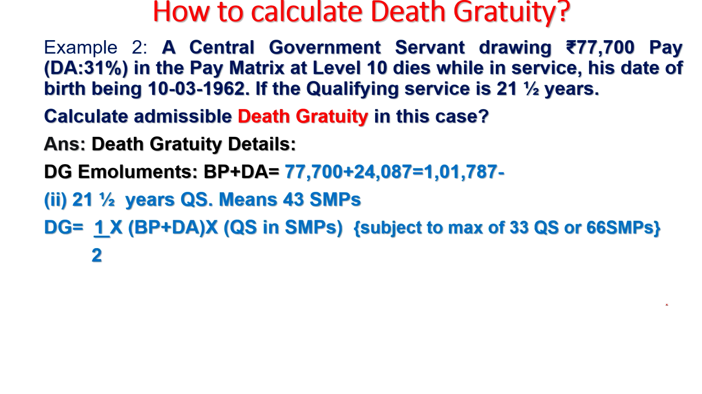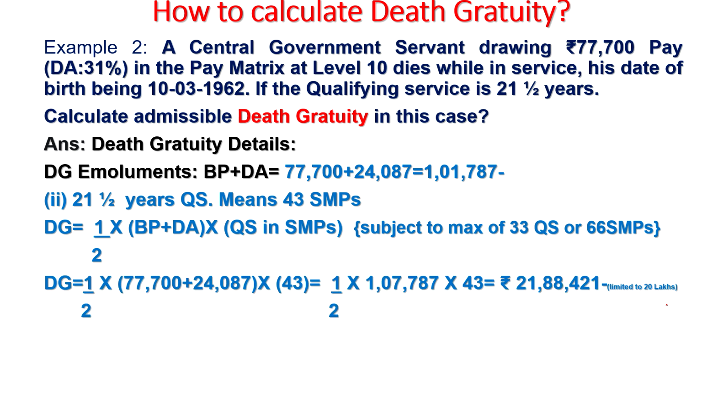Retirement gratuity will be 1/4, but death gratuity will be half of the basic pay plus DA, into qualifying service in SMPs, subject to a maximum of 33 years or 66 SMPs. As we have seen from the table, whenever the service is beyond 20 years, this is the formula. Substituting the amounts: the basic pay is 77,700, 24,087 is the DA, and SMPs is 43, since 21 and a half years means 43 SMPs.